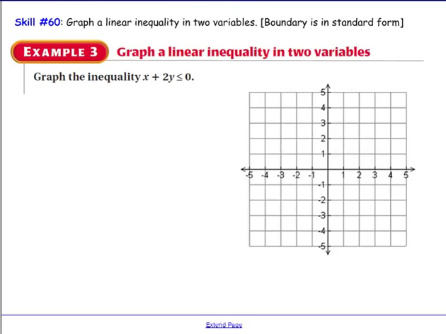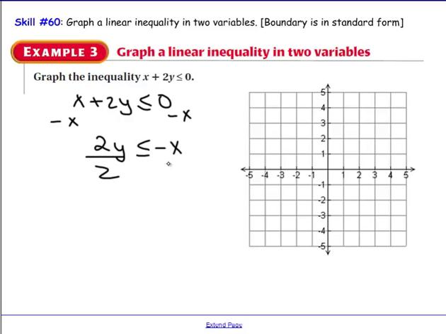Okay, so this one is a little more difficult because the equation is not in slope-intercept form. So the first thing we need to do is rearrange it. We have x + 2y ≤ 0. Just like converting regular equations, I want the y to be by itself. So we're going to subtract x. So we get 2y ≤ -x. We're going to divide both sides by 2.